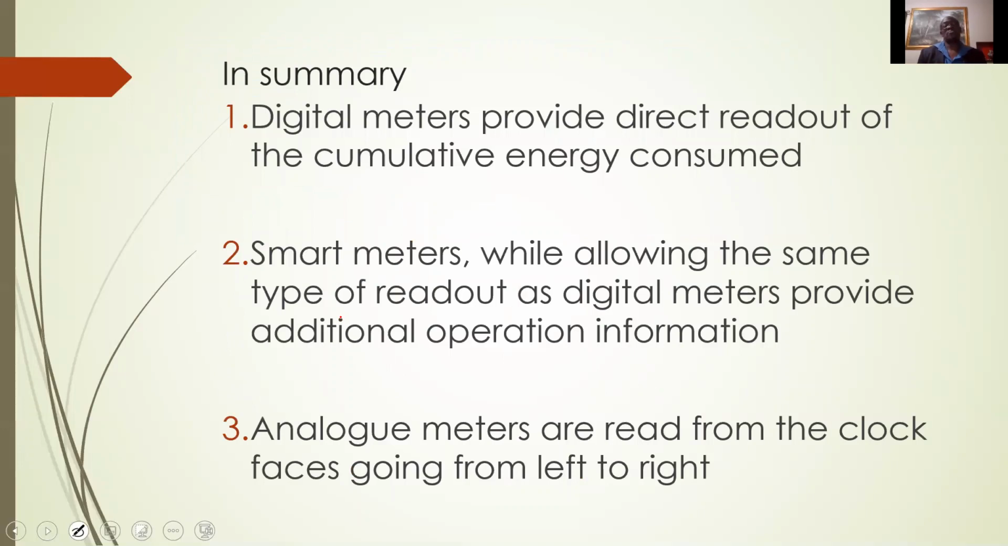In summary, digital meters provide a direct readout of the cumulative energy consumed. Smart meters, while allowing the same type of readout as digital meters, simply provide additional operational information. And analog meters are read from the clock faces going from left to right.